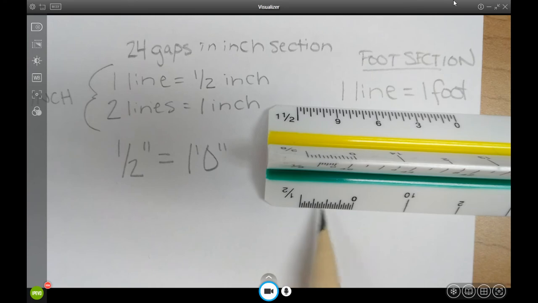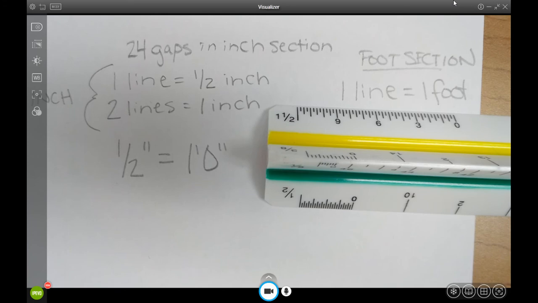Again, we have 24 gaps here, so every single line is 1/2 of an inch, so 0.5, and every 2 lines that you have is 1 inch. So every 2, I have 1, and then jump over 2, I have 2 inches, another 2 is another 3 inches, 4 is 4 inches, so on and so forth. And then here, we jump 1 big line, 1 big gap, represents that 1 foot.